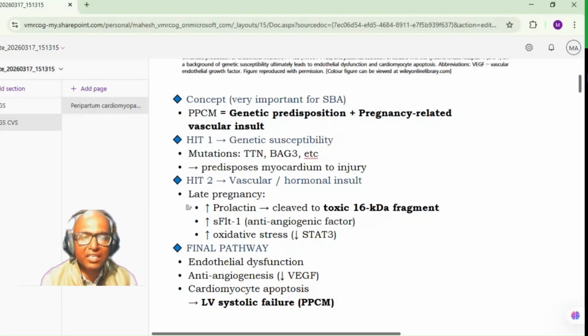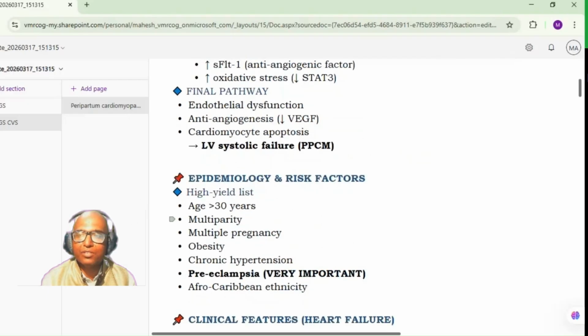In late pregnancy, there are increased prolactin levels that are cleaved to the toxic 16 kDa fragment. There is increased sFlt1, the anti-angiogenic factor, and increased oxidative stress, with decreased STAT3. The final pathway is endothelial dysfunction and anti-angiogenesis, that is decreased levels of VEGF, and cardiomyocyte apoptosis leading to left ventricular systolic failure. That is what we call clinically PPCM. So this is the two-hit hypothesis. As it is an SBA topic, they may ask you some questions on this.